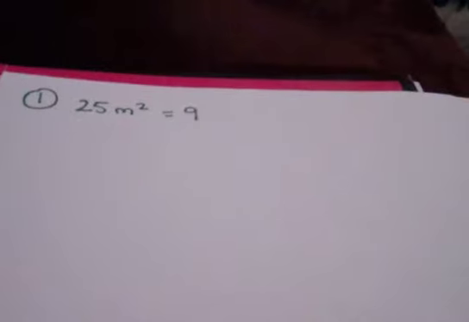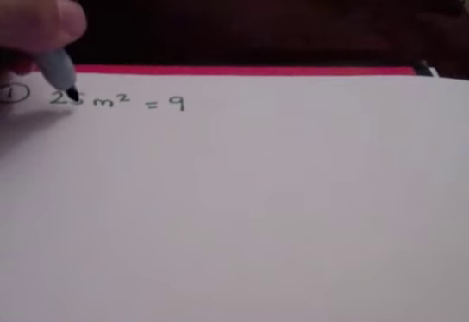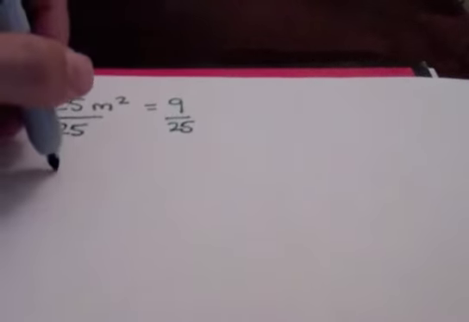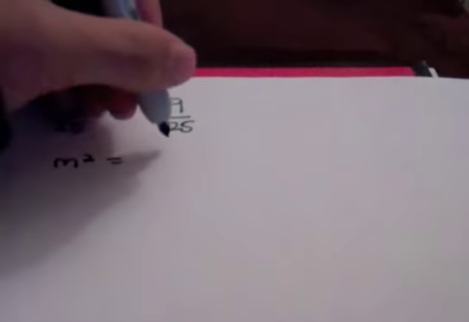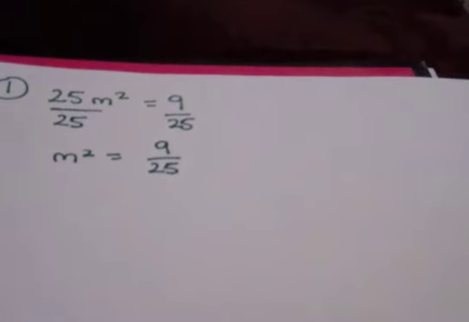So here goes. The first problem is 25m squared equals 9. We're going to start by doing the same things that we've normally done, trying to isolate our m squared and get it by itself. So in this problem we have to divide both sides by 25, and you get m squared is equal to 9 over 25.